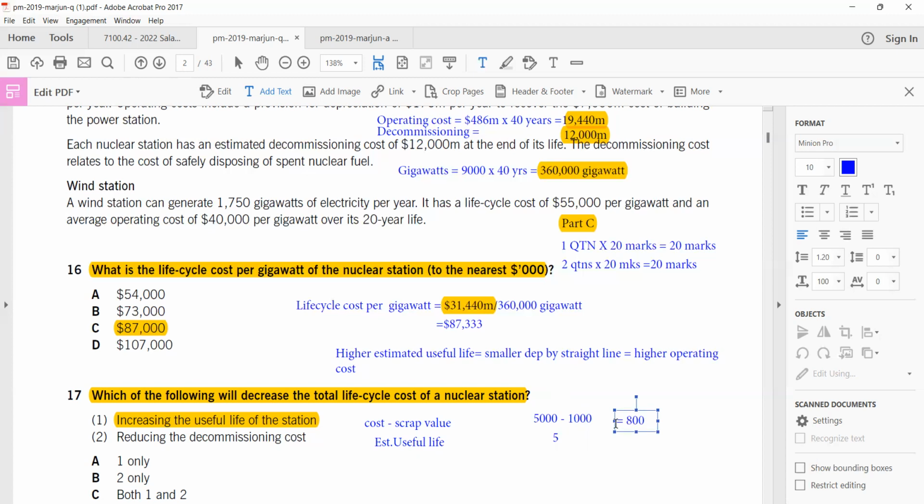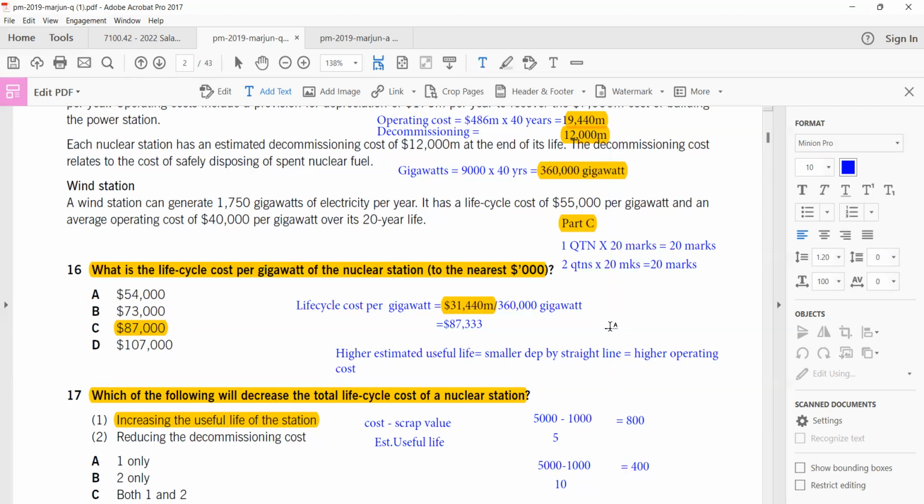Let's check that and let's all think, right? Now, what if the 5,000 is still 5,000 and the 1,000 is still 1,000, but this time around we are increasing the life to, let's say, 10? What happens? 5,000 minus 1,000 is 4,000. 4,000 divided by 10 is 400.